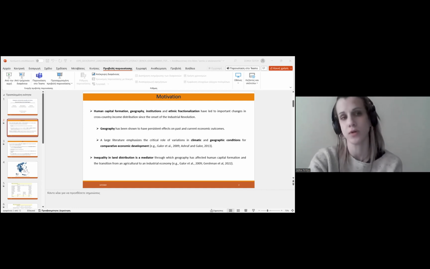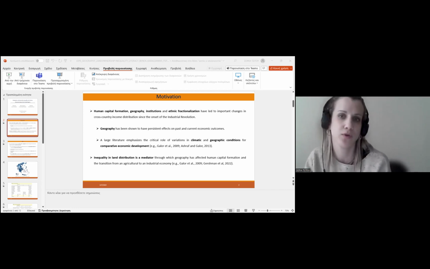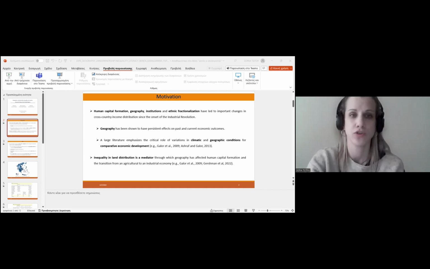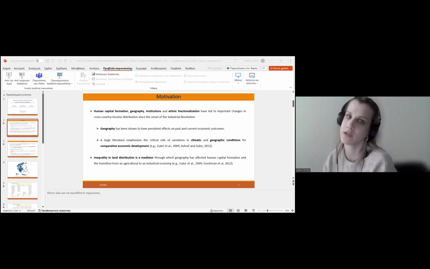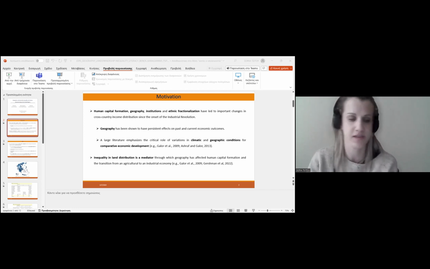So our work wants to shed light on the joint role of human capital and geography during the early stages of the transition from stagnation to growth for Greece in the early 20th century. We use this period because it is an ideal setting to investigate this nexus between geography and literacy, because large topographic disparities are associated with substantial literacy differentials.